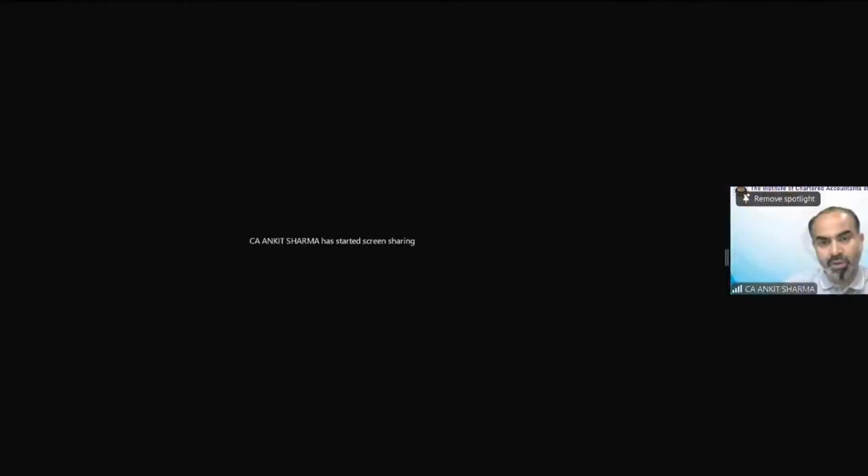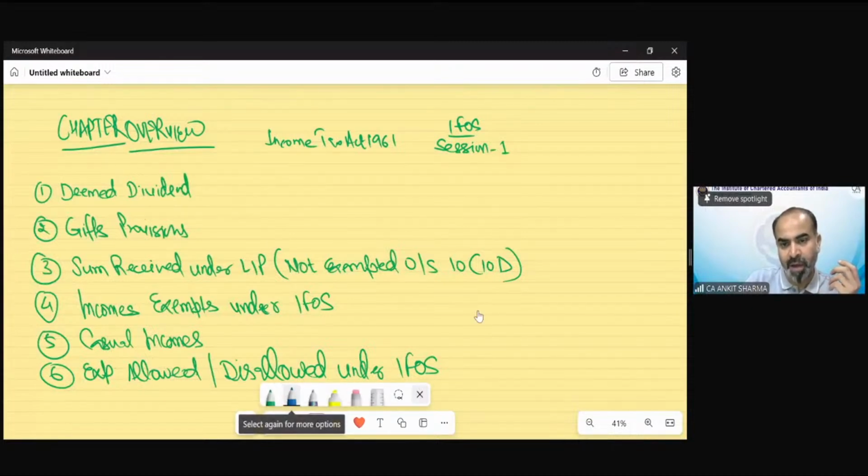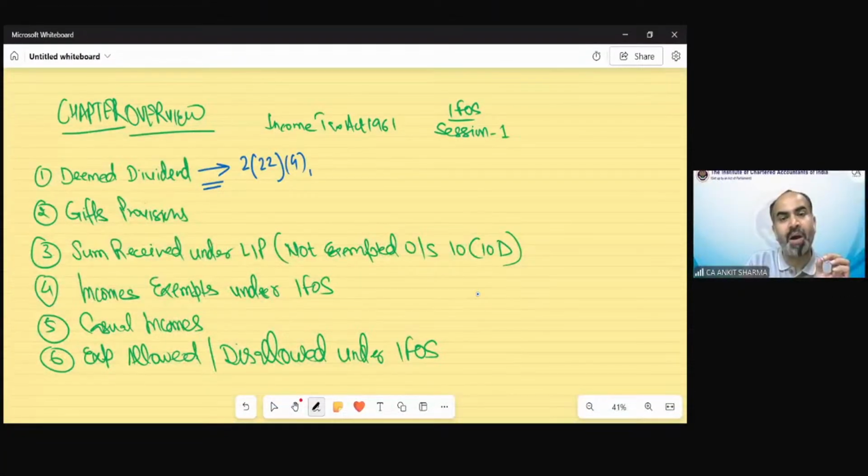So what are the basic things we are going to discuss in this chapter? I have just made a chapter overview for all of you, of what we are going to discuss in this chapter one by one. We have some specific provisions regarding deemed dividend. This word you must have heard in the capital gain topic also, that is deemed dividend. There are certain dividends which are going to be treated as your income under income from other source under section 2(22)(a), (b), (c), (d), (e), and (f). So what are these cases? These we are going to discuss.